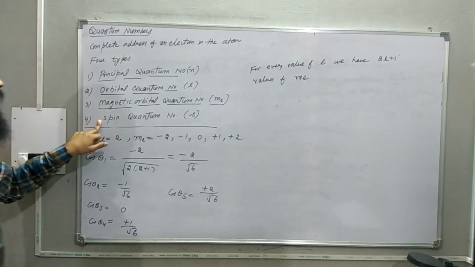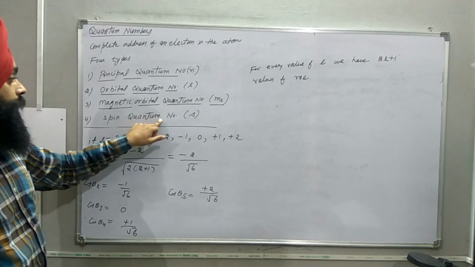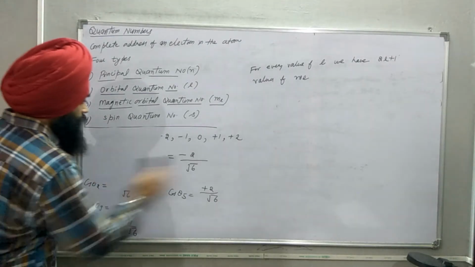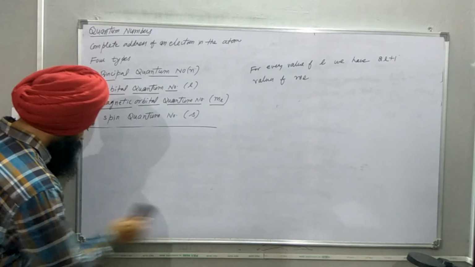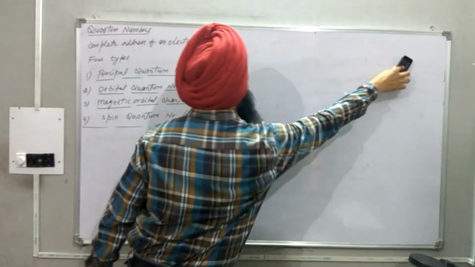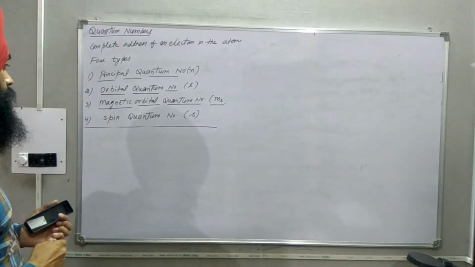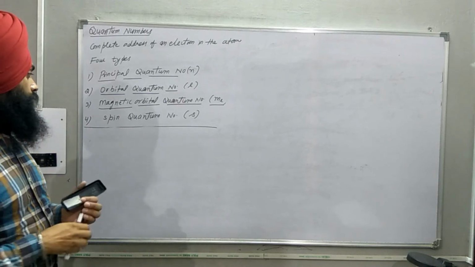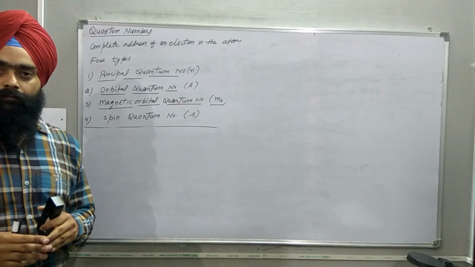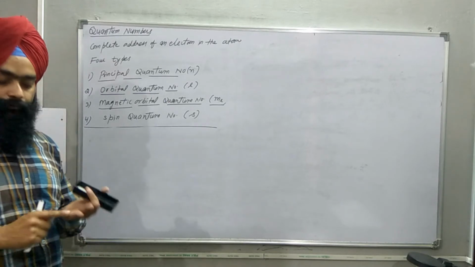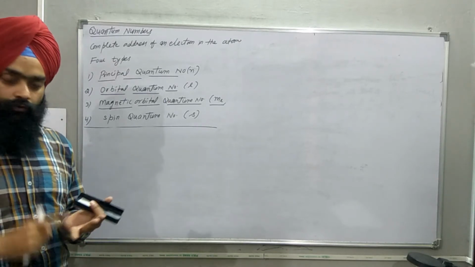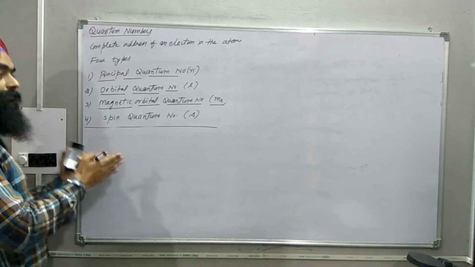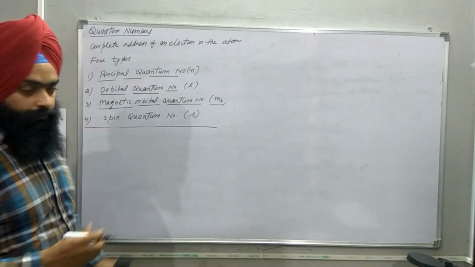So let us switch to the last quantum number, which is called the spin quantum number S. Now we already know that the electron is a fermion, and every fermion has half integral spin. There are two types of particles, bosons and fermions. Bosons have integral spin, fermions have half integral spin, and every fermionic particle obeys the Pauli exclusion principle.